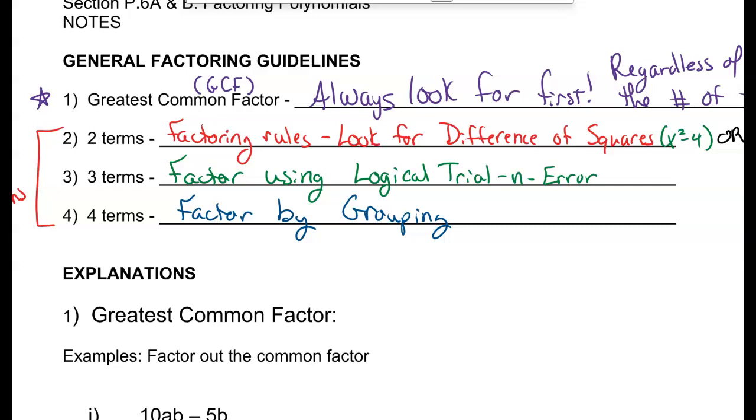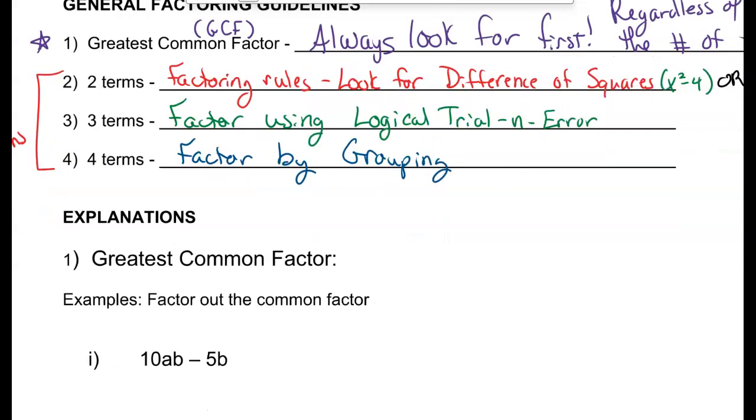When we go through this, I'm going to build as we go. We're going to start with greatest common factor, then go with 2 terms, and then 3 terms. That's probably about where we'll end today. Everyone with me so far? Okay, let's go for it.